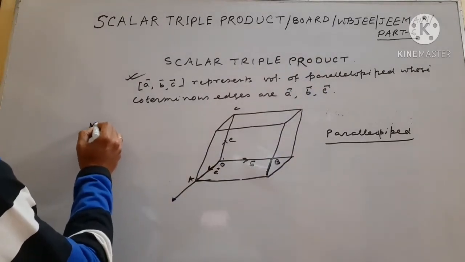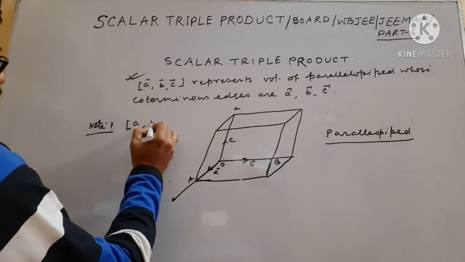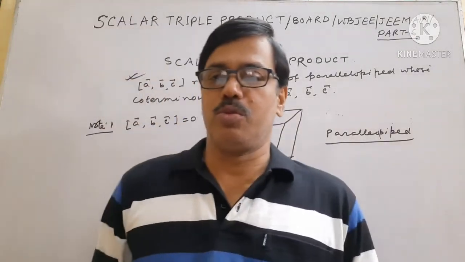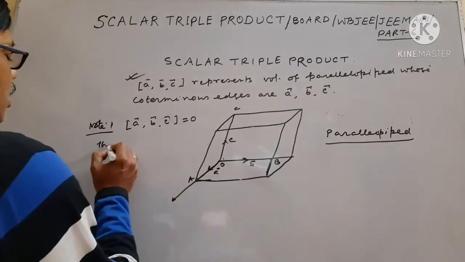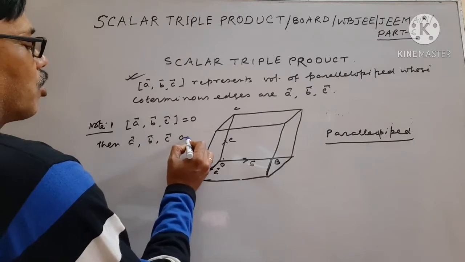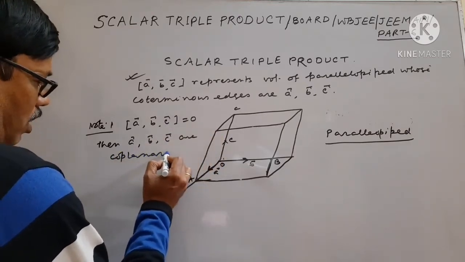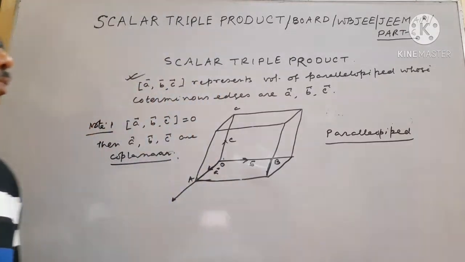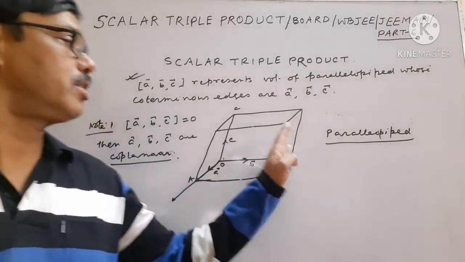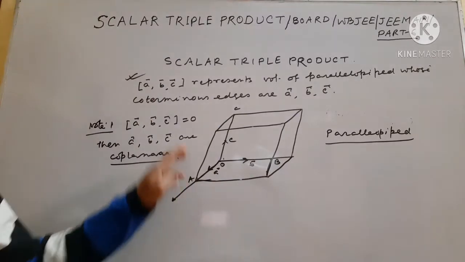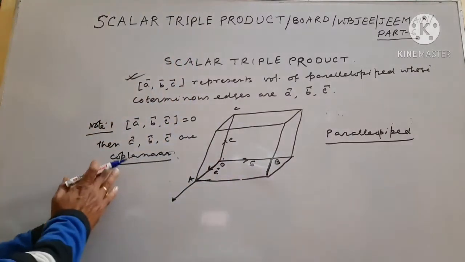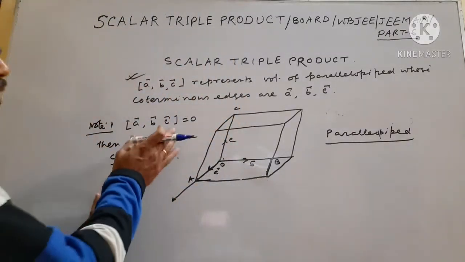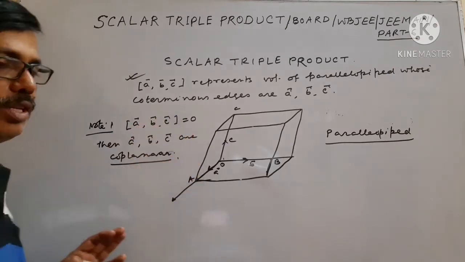Now note, this is the most important result. If box ABC equals 0, so volume equals 0, then this three-dimensional figure will reduce to two-dimensional. That is, then A vector, B vector and C vector are coplanar. So box ABC represents the volume of a parallelepiped whose coterminous edges are A, B, C. If box ABC equals 0, then the vectors are coplanar. So to prove vectors are coplanar, we calculate the scalar triple product. If it is 0, then they are coplanar.